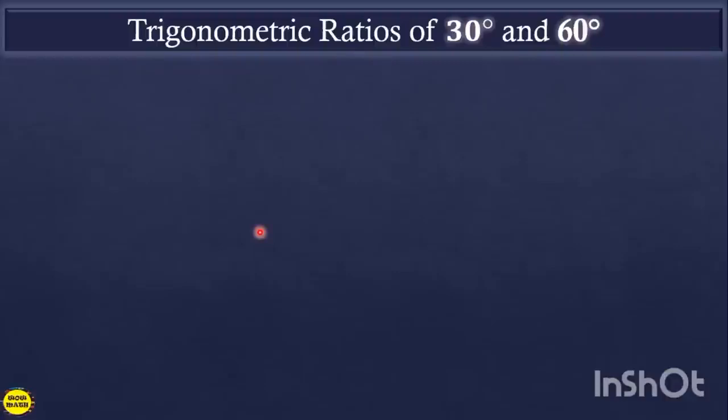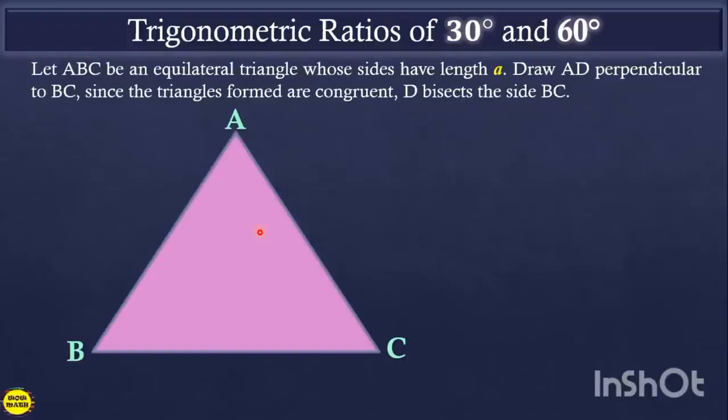So let's start. In finding the trigonometric ratios of 30 degrees and 60 degrees, paano po natin siya kukunin? Magde-derive muna tayo. Kunin muna natin lahat ng trigonometric ratios ng 30 degree angle and 60 degree angle, kasi pag nakuha natin yun, mas madali na po. Mamaya isa-summarize natin lahat ng mga nakuha natin.